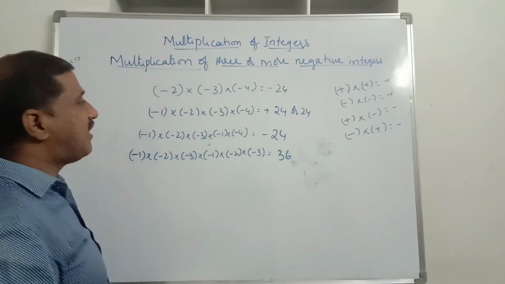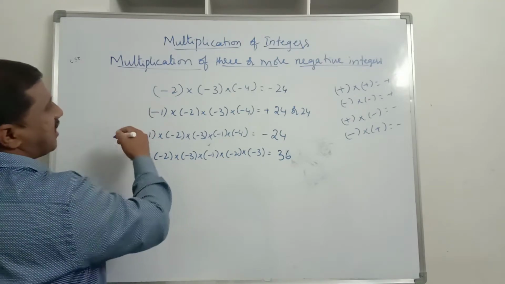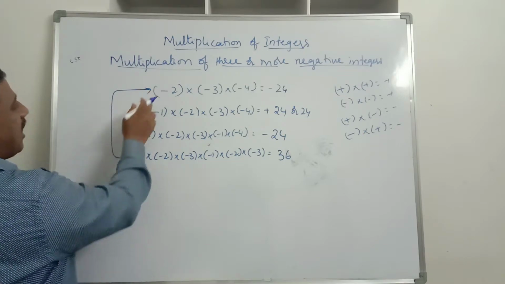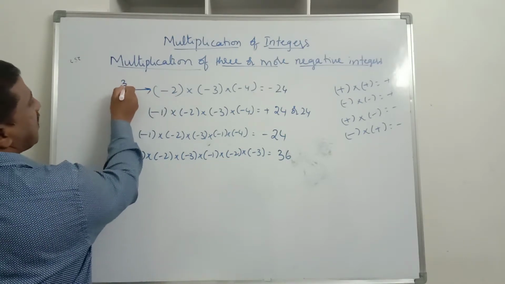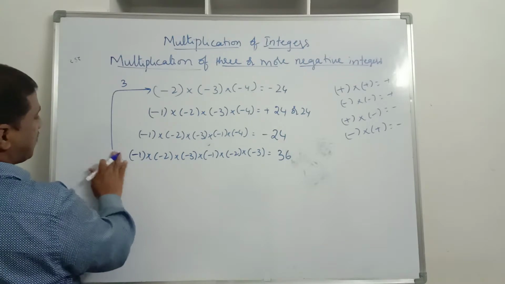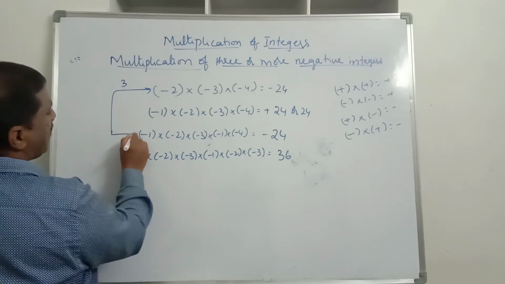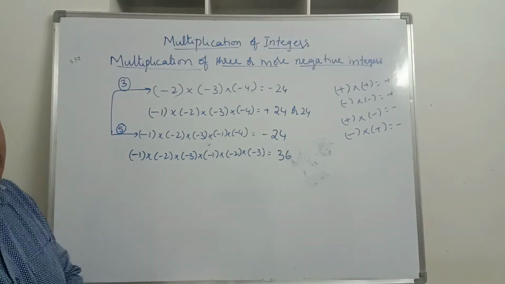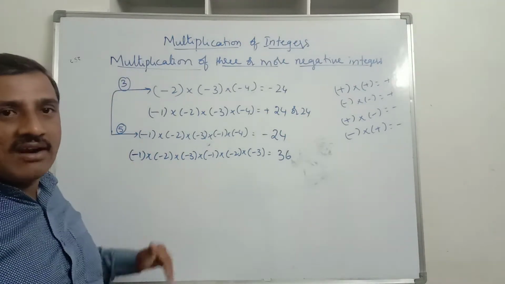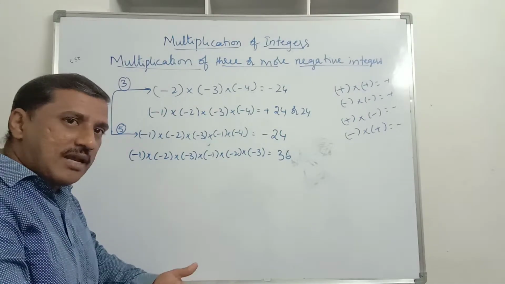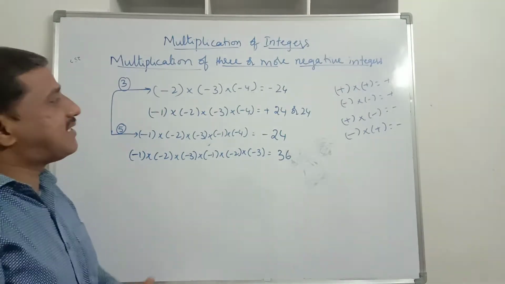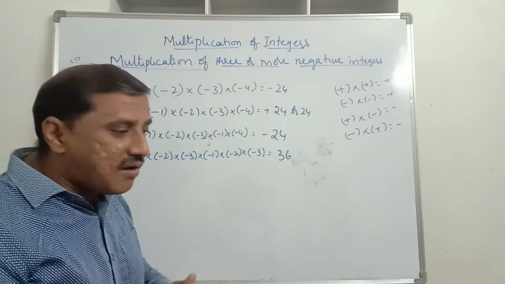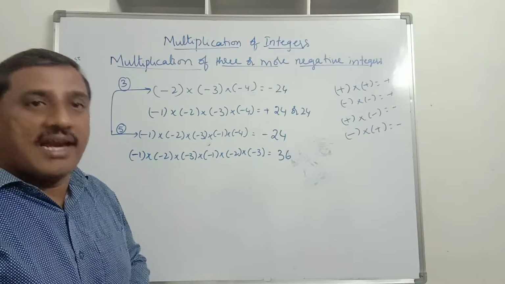Again we got a positive integer. If you observe what we are getting here, in these two, how many integers have we multiplied? 3 negative integers. So not this one. Here how many have we multiplied? 5 negative integers. 5 negative integers and 3 negative integers. That is 3, 5, 7, 9, all are odd numbers. So if you multiply an odd number of negative integers, we always get a negative integer.